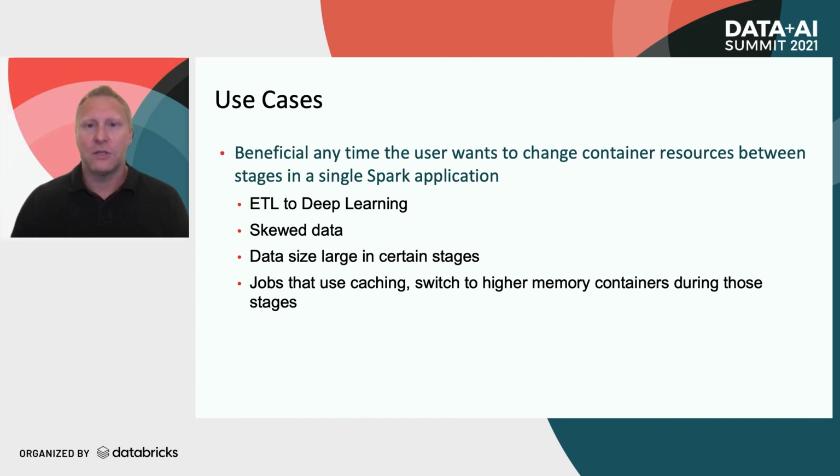Another use case is if you're doing caching. Perhaps you're doing a bunch of ETL up front, and then later you're going to cache the data and process that data over and over again, right? Whether it's ML or graph processing. So when you cache the data, you may want to get executors with larger memory so you can fit all that into cache.